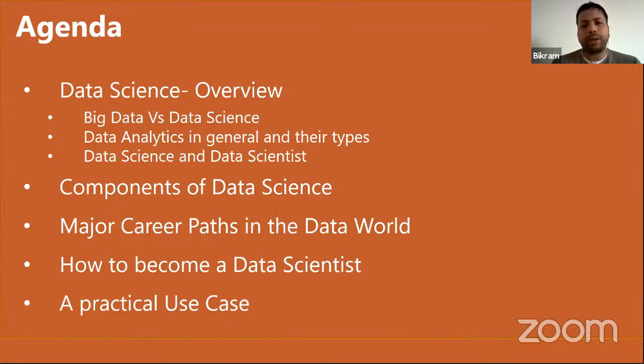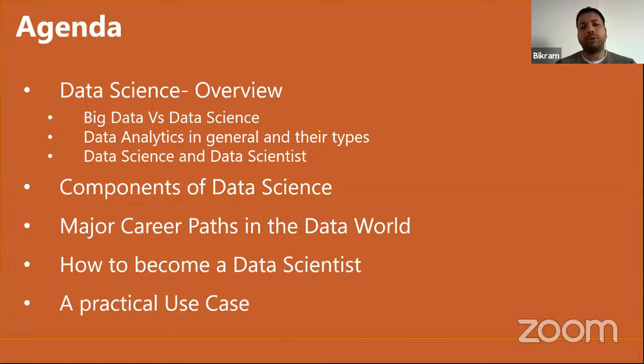Then major career paths in the data world. This is another area where it's like data analyst versus business analyst versus data scientist versus machine learning engineer versus data engineer. You see, so all these major jargons that are there as career paths, we will try to address those. And then how to become a data scientist. Again, what all things you'll have to learn and explore, and then become a data scientist eventually. So we will discuss that, a pathway to become a data scientist, so to speak.